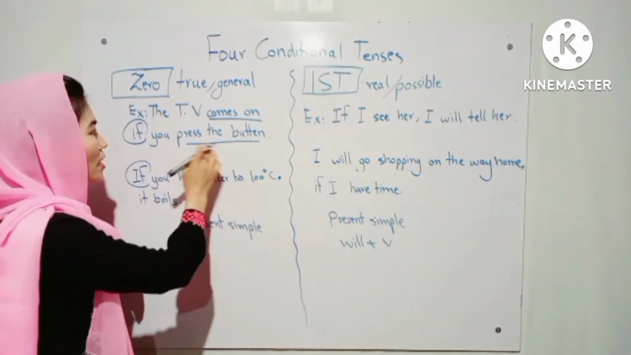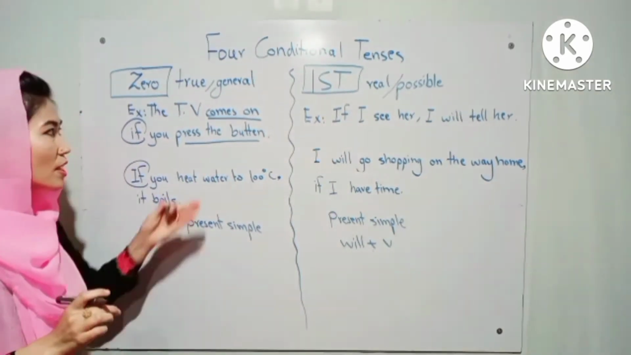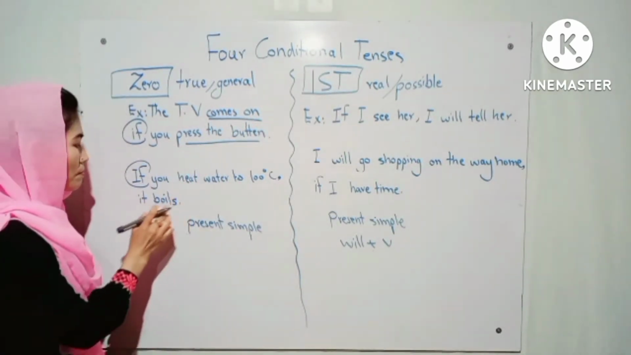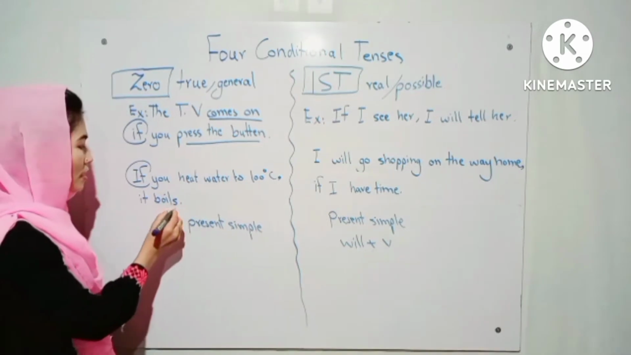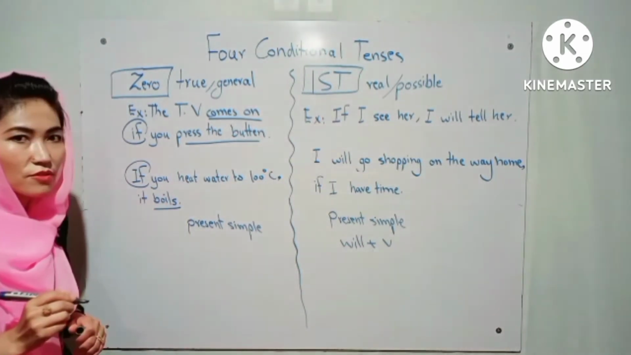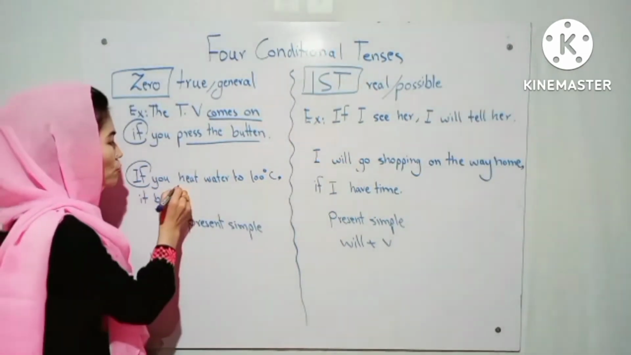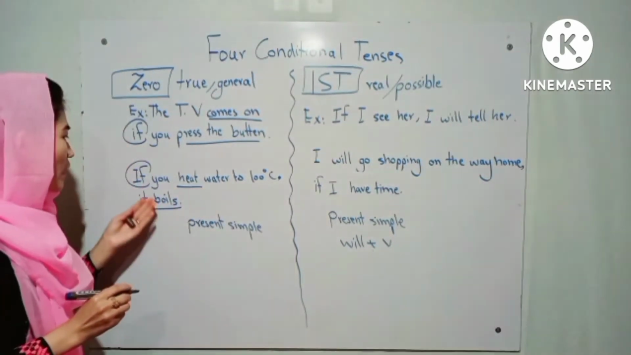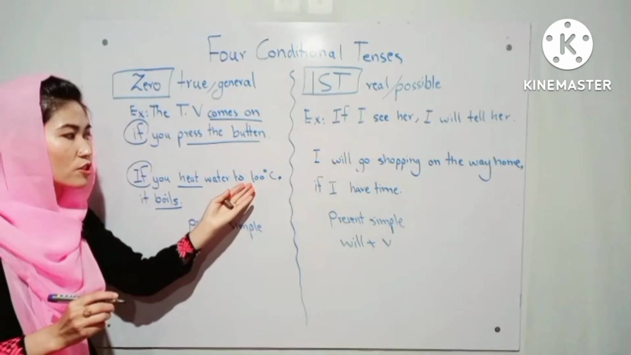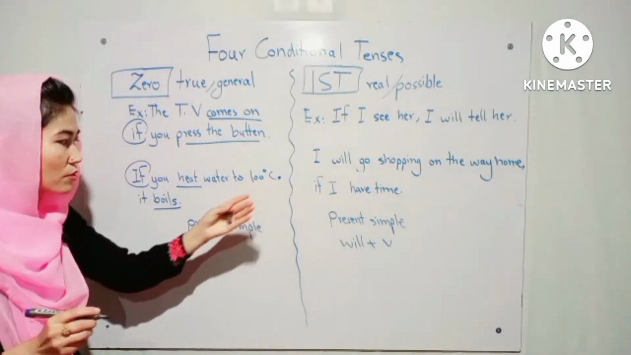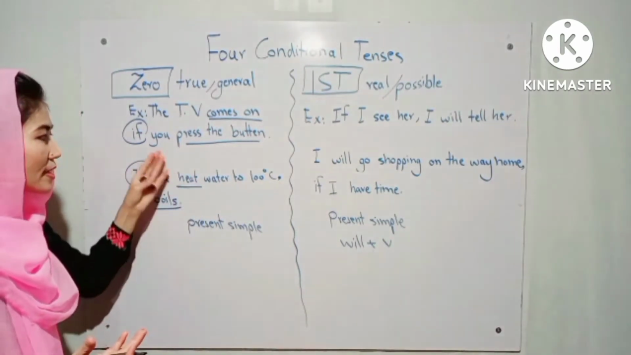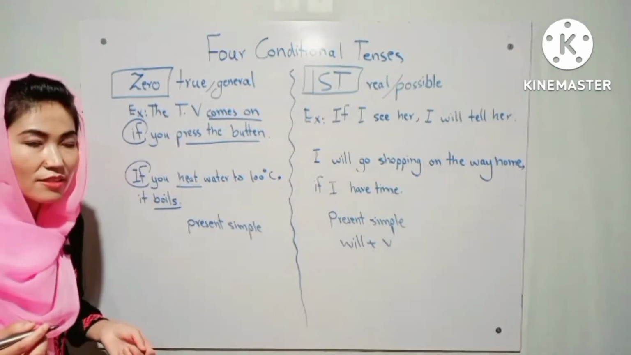So the verb here, press. Here, comes on. So in the second example, it boils is a simple present verb. Heat water. Heat what? Heat water. If you heat water to 100 degrees centigrade, it boils, or the water boils. Both are in simple present tense.